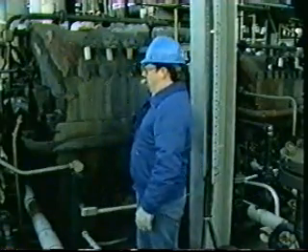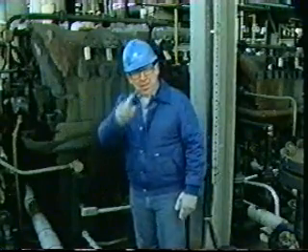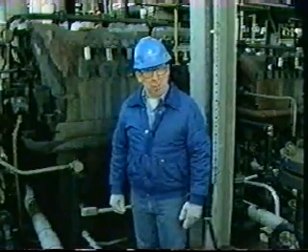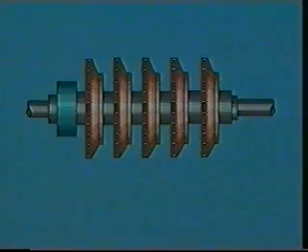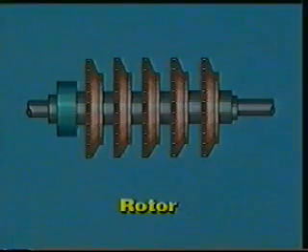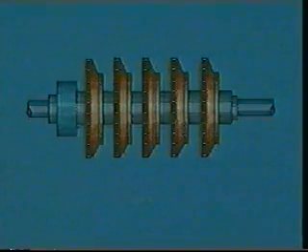Now that we've seen the outside of the compressor, let's take a closer look at the internal components. Inside the casing is the rotor. Rotors usually consist of a solid center shaft with impellers keyed and pressed onto the center shaft.